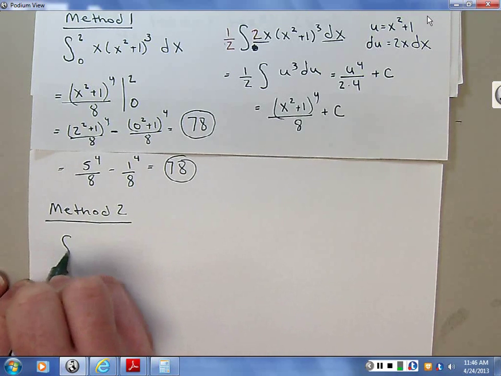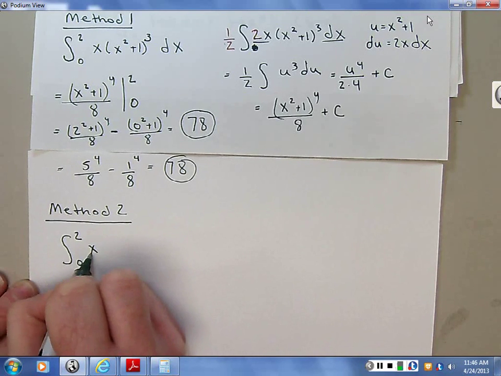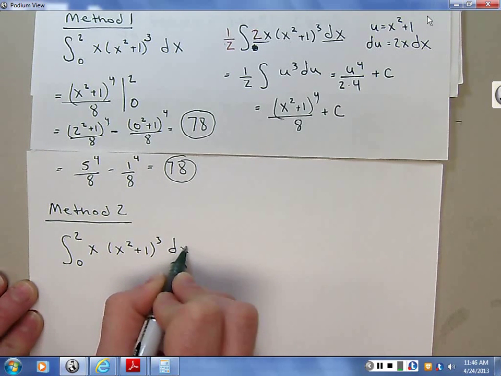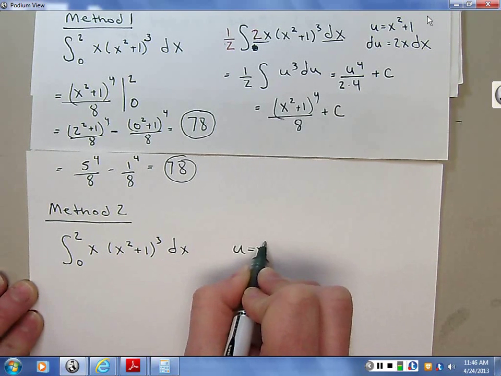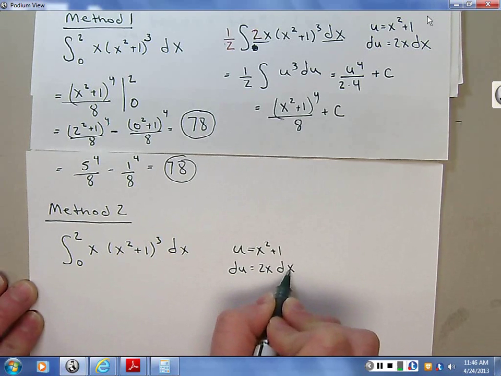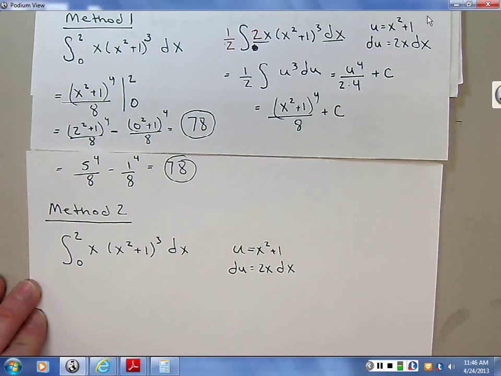Method 2, the approach for the u substitution part is similar. u is x squared plus 1, du is 2x dx. But now I'm going to change our bounds of integration. I'm going to say they exist. I have to deal with them.